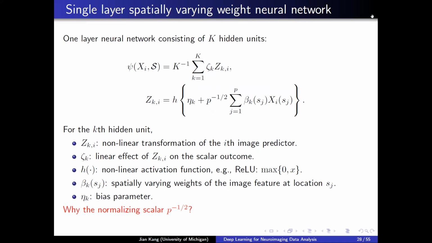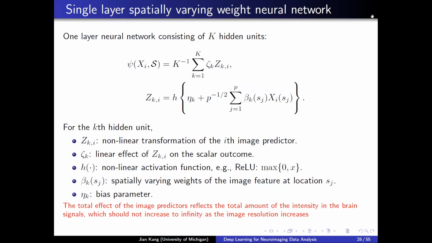And here we have some restriction. We make sure we normalize the summation of the weighted average of the imaging signal, so that the total effect of the imaging predictor does not increase the total amount of intensity you observe contributing to the prediction as the resolution increases. If resolution goes to infinity, you will not expect this total average to go to infinity as well. So we have this rescaling factor, but in practice it doesn't really matter. It's more like a constant shift. This is more for the theoretical analysis, so that if you allow your resolution to go to infinity, you will have better prediction power.